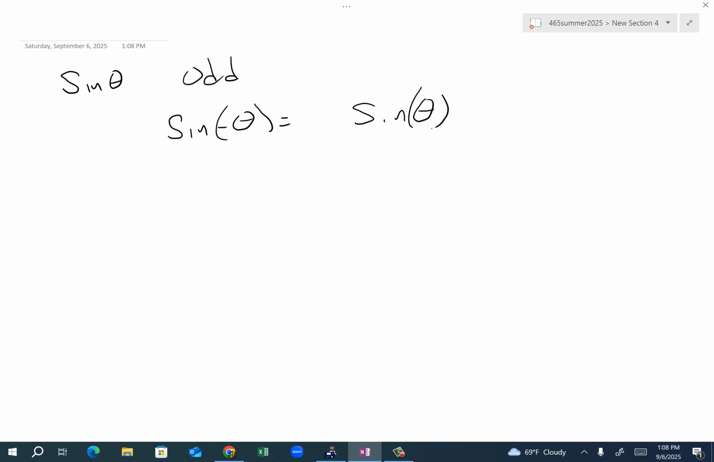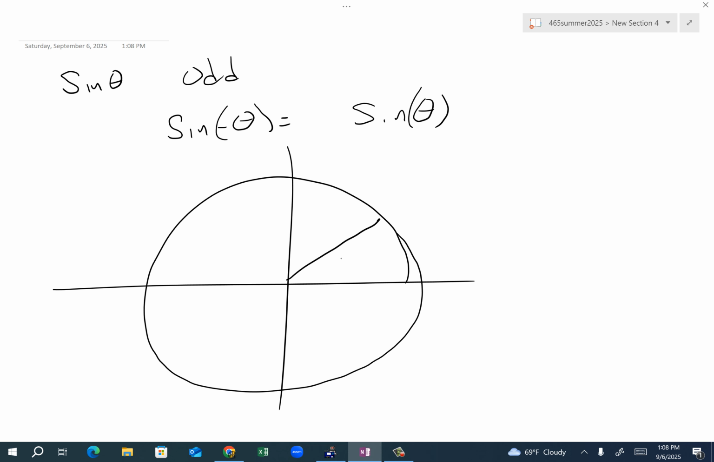Something else I mentioned in the last section, we said that sine is an odd function. And so, once again, the sine of negative theta is equal to the sine of positive theta. I do want you to think about this in two different ways. First of all, in the unit circle, here's theta.